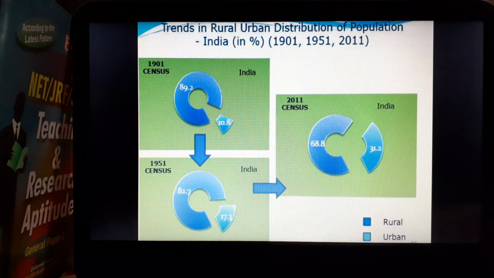Now coming to the rural-urban distribution of population. This data is given from the 1901, 1951 and 2011 population census. If you are talking about 1901, 89.2% of people resided in the rural area and 10.8% in the urban area. In the population census of 1951, 82.7% of people resided in rural area and 17.3% in the urban area. In the latest population census of 2011, 68.8% of people are residing in rural area and 31.2% in the urban area.